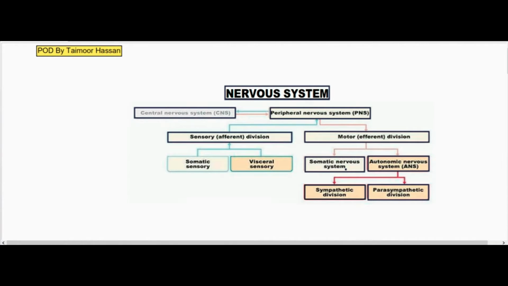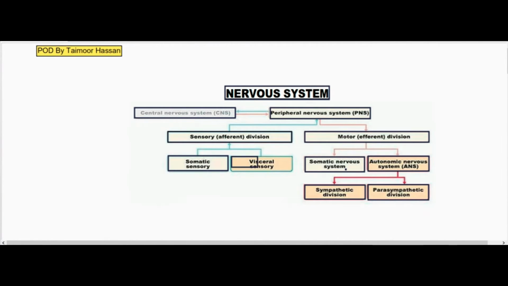Now we move on to the sensory division again. Its other name is the afferent division, by name: A for afferent and A for away. This will carry signals away from the sensory organ to the CNS. It is further divided into the somatic sensory and the visceral sensory.